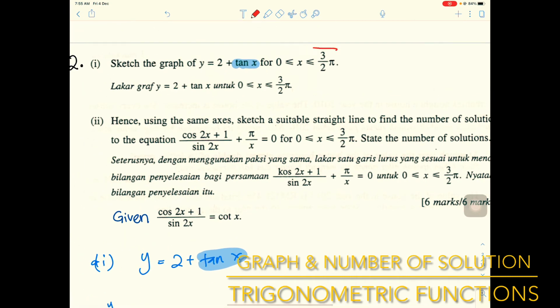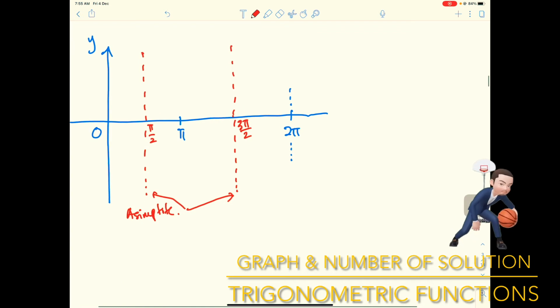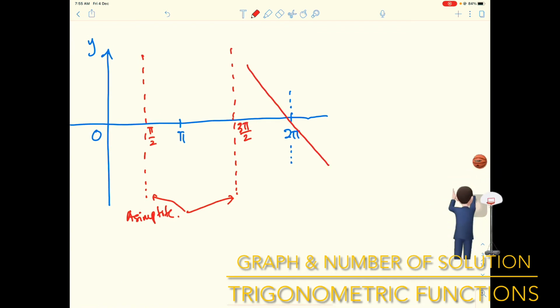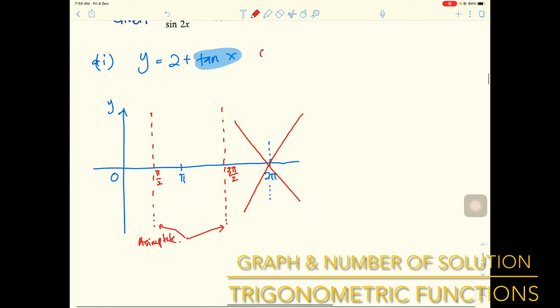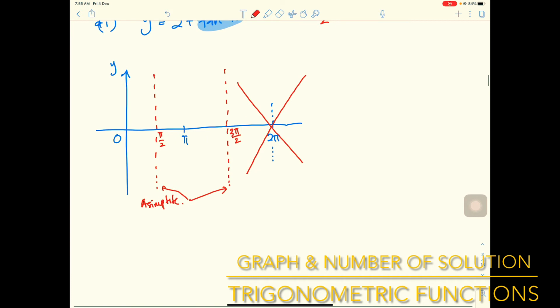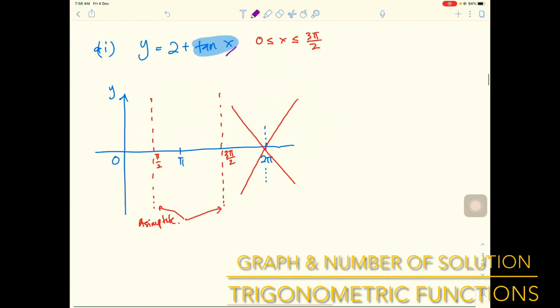For your information, the scale is between 0 and 3 pi over 2. So we delete this area first, because we are not going to use it, since the range is between 0 and 3 pi over 2. And then sketch the line of tangent x. Start from 0, up, down, and up. If you want to continue, the last line actually goes down like this.